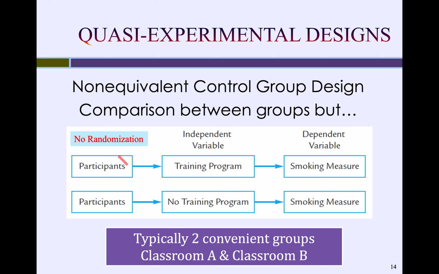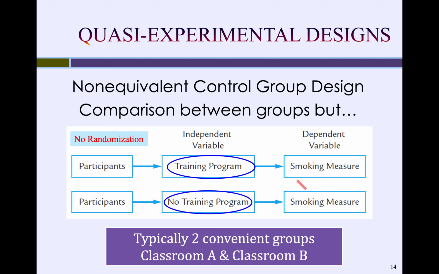But the great news is you absolutely do have a group of participants here, and then you have a group of participants here. Typically, they're two convenient groups, again, classroom A and classroom B, but ultimately the great news is you can somewhat have an experimental group. So you basically have an experimental group who was given that training program, that independent variable, that 4-week smoking cessation training program. And then you can also claim that these are the control group because now you have these second participants, they got no training program.